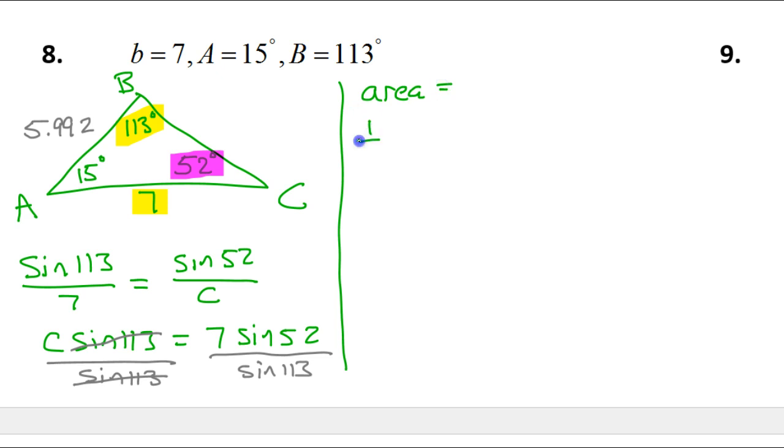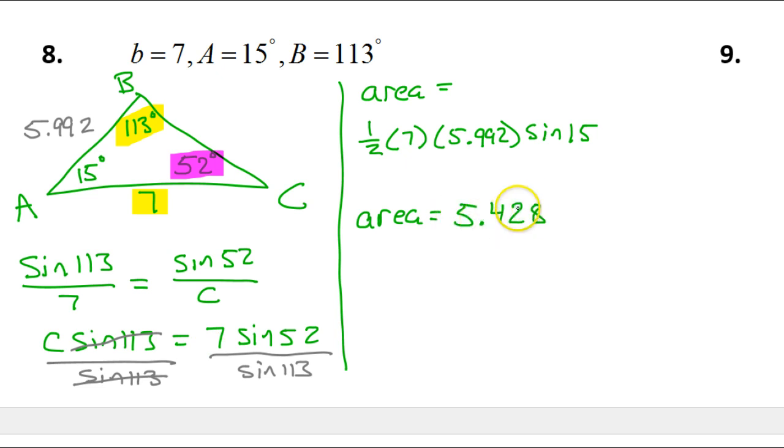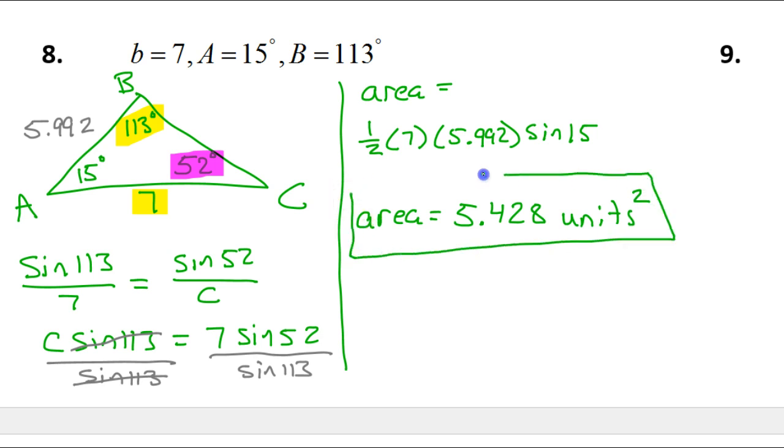should equal 1/2 the product of the two sides. So 1/2 7 times 5.992 times the sine of the included angle. So sine of 15. So I'm just going to put all that in my calculator and see what I get. I'm getting 5.428. And there are no units, so I'm just going to go ahead and say units squared, square units. So that is the answer to number 8.